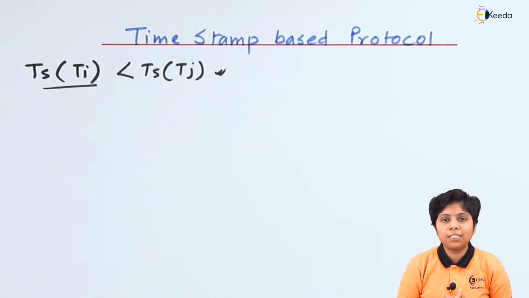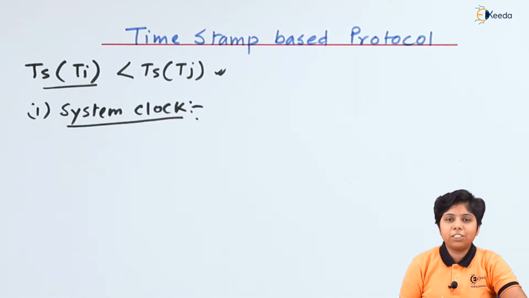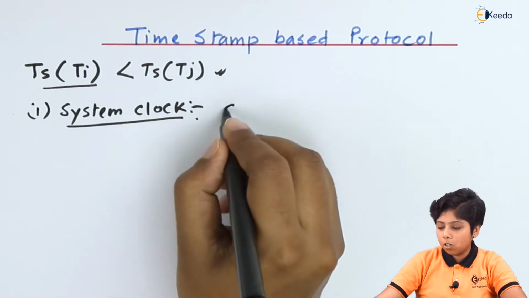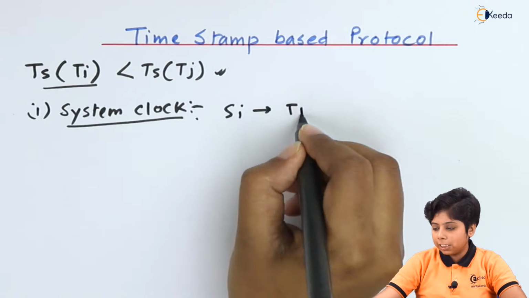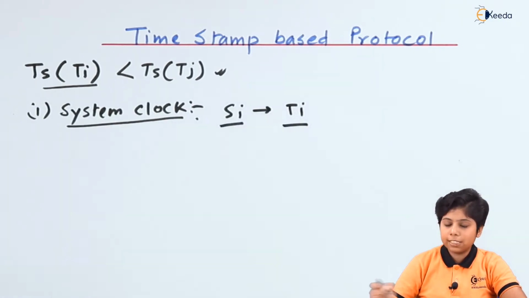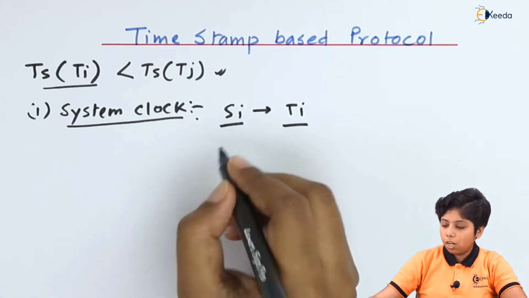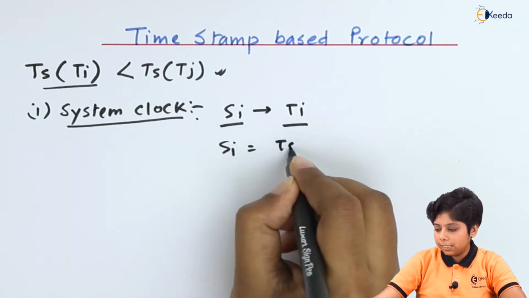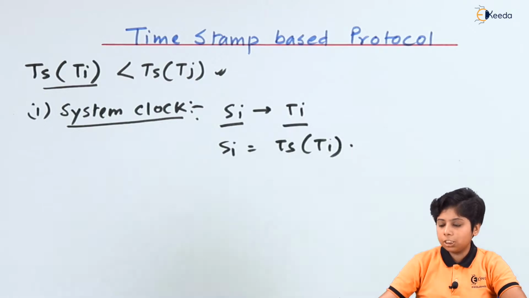The first one is the system clock. The system clock value measures the timestamp of the transaction. That means when the system clock value SI denotes TI, we are saying that TI has entered at the system clock value SI. So now SI equals TS(TI). That means the transaction TI has entered the system.